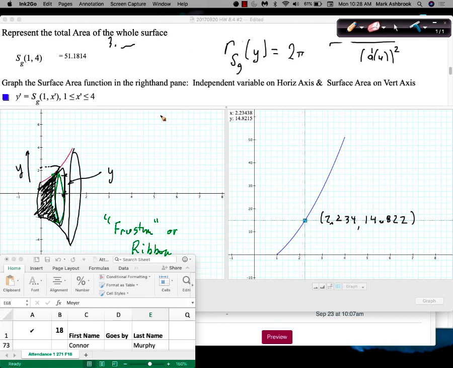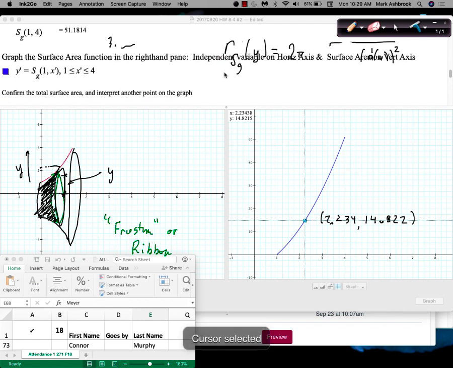Okay, so now I want to rewrite, so same rotation, but I want to rewrite the surface area function as a function of x. As a function of x being the independent variable. So I want x to be the independent variable. I want the same rotation, the same frustums, but I want to write that surface area in terms of x. See if you can do it.